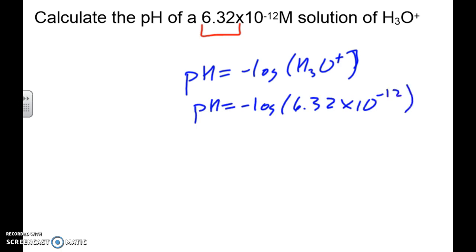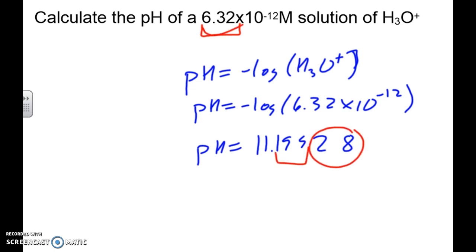we can see that our number ends up becoming 11.19928. So we can see 3 digits, so we're going to have to take these 3 digits. And because this doesn't round up, our final pH is 11.199. This shows 3 significant digits.